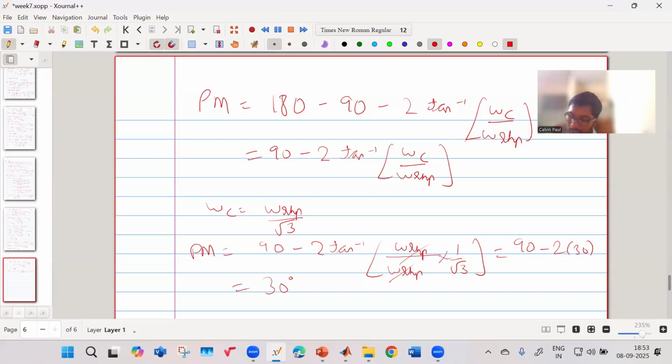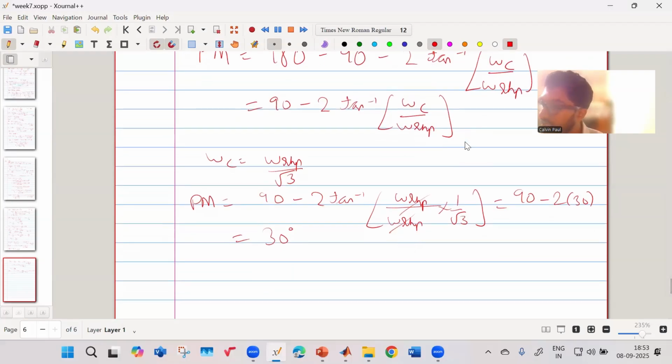So is this a good design? Yes, positive. So it's a good design. But phase margin 30 degree is a little bit less than what we usually prefer. We prefer phase margin of 45 degree to 60 degree, but okay, let us assume our phase margin is 30. Anyway, we are just designing analytically. So we have assumed phase margin 30 degree. So what do we get? Our omega C is equal to omega RHP by root 3. This is our crossover frequency.